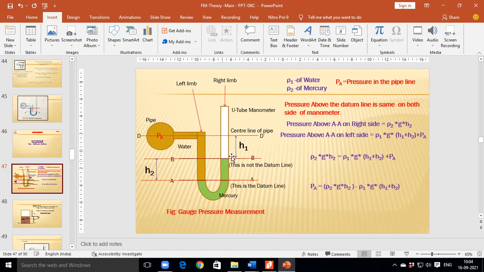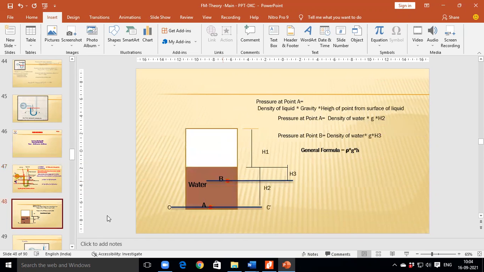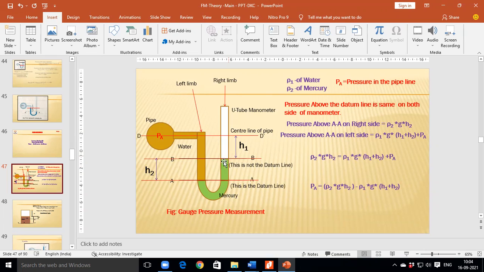If you consider here point B as per this figure, this point is B. What will be the height of point B from the center of pipeline? H1.